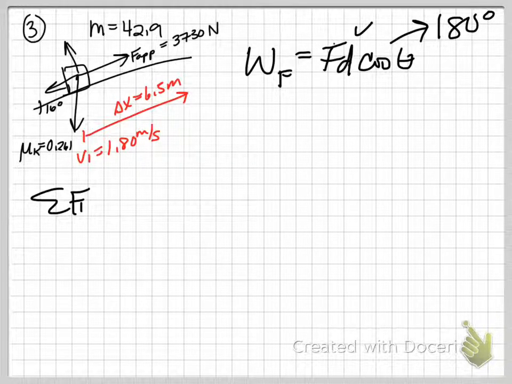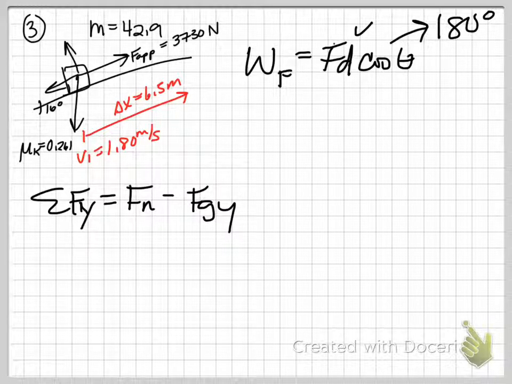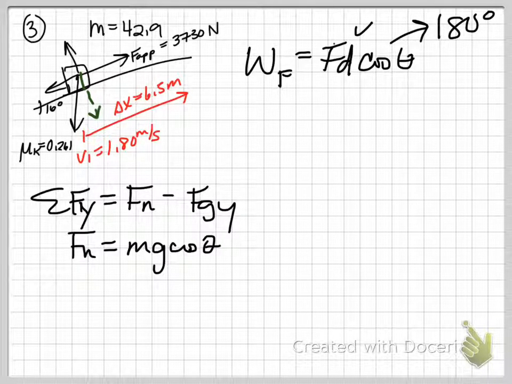So sum of forces on the, I'm going to go ahead and start with sum of forces on the y. Why? Because I can. It's equal to 0, and it's equal to the normal force minus force of gravity on the y. That'll get us our normal force. So normal force equals, well, if we zoom in here, gravity on the y will be force of gravity cosine theta. So normal force equals mass gravity cosine theta.